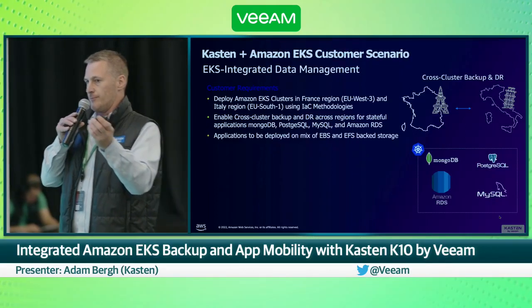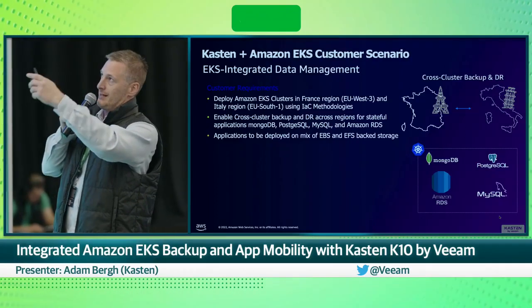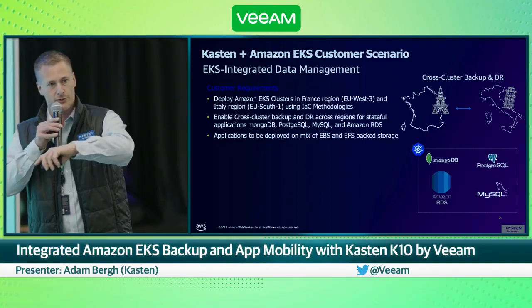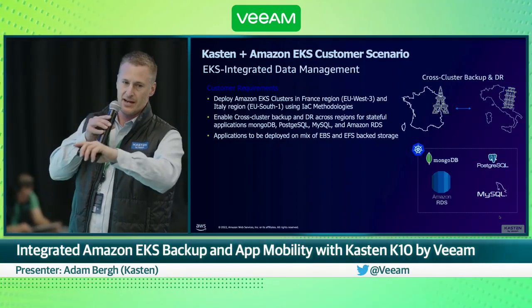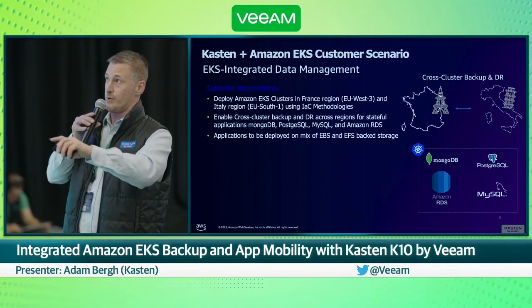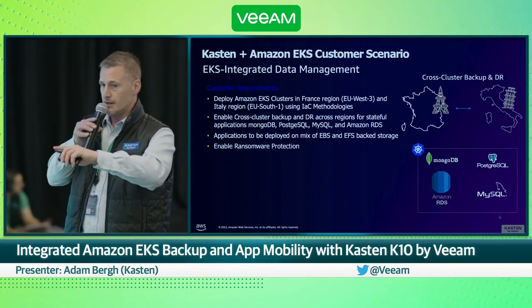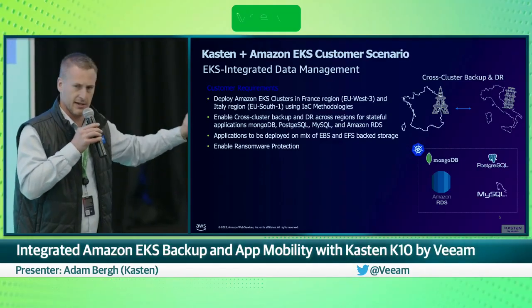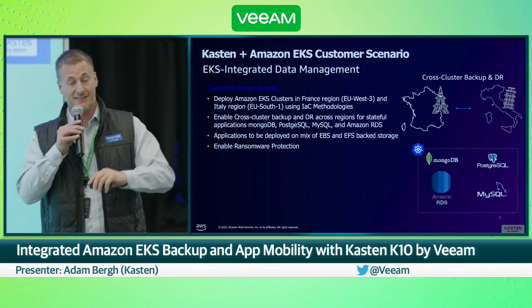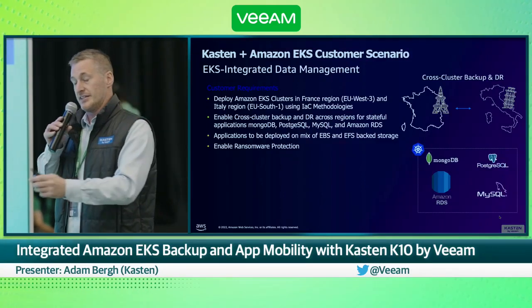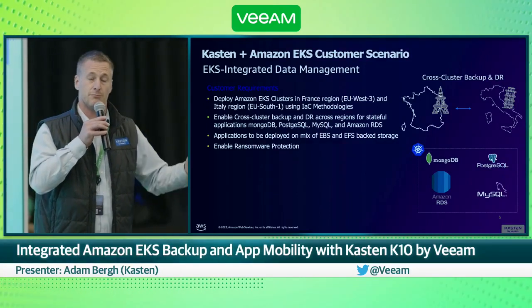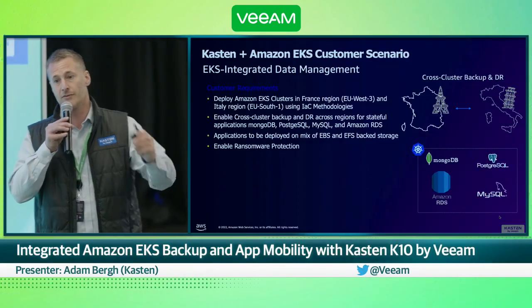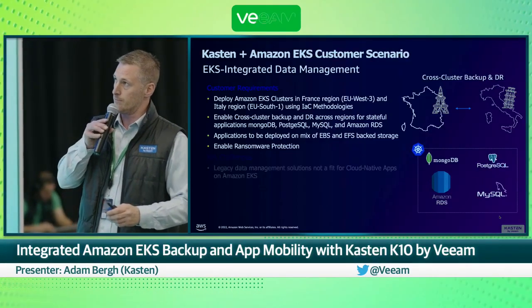They had a mix of underlying storage technologies that they were using, Elastic Block Storage, Elastic File Storage for some of their applications, so they needed something that understands both of those storage types within AWS. They're worried about ransomware, right? They had been hit with ransomware in the past. They'd lost data. This is a big problem. They've got regulations to follow. They need to make sure that they're protected against ransomware as well.